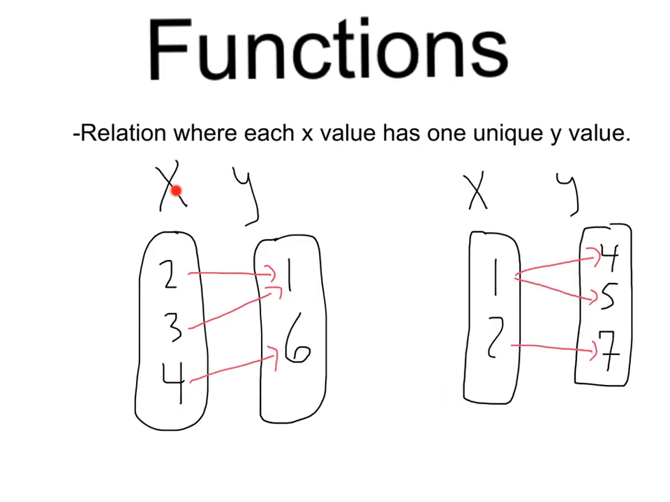How about these mappings? We've got our x value 2 going to our y value of 1. That's (2, 1). We've got (3, 1). And we've got (4, 6). Each x only has one y. Perfect. Over here we've got 1 going to 4 and 1 going to 5. Then we've got 2 going to 7. Now look at this x value of 1. What's its y value? Is it 4 or is it 5? Well, it's both, which means not a function.